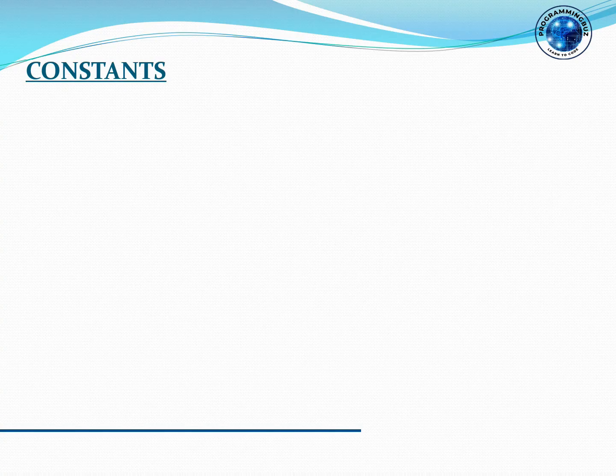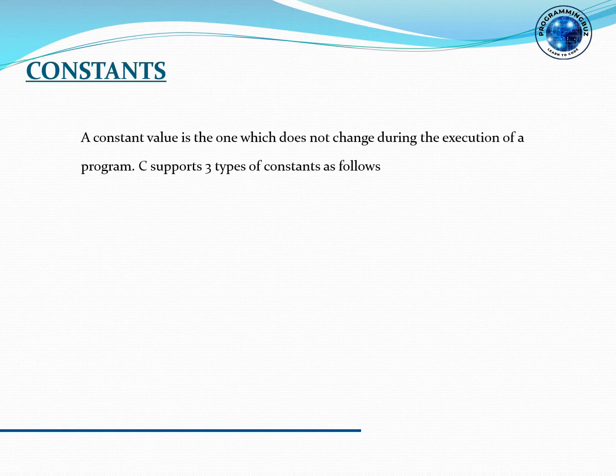In this lesson, we are going to learn about the constants. So, what is a constant? A constant is a value which does not change during the execution of a program. Unlike variables, which change their value during the program, a constant value does not change during the execution of the program.